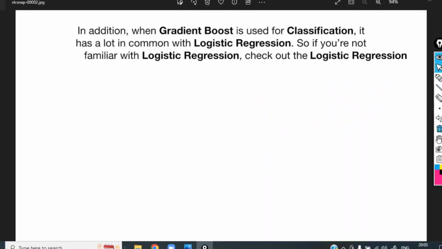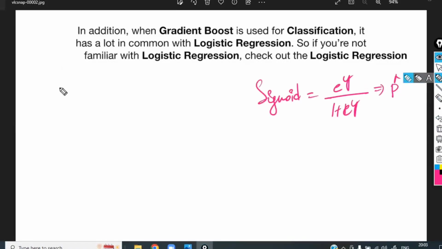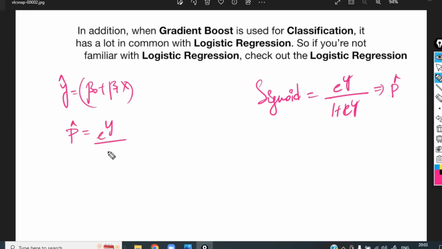Now what is this y value? In logistic regression, the y value is nothing but beta naught plus beta 1x. It is working on linear regression. So by using linear regression, first we calculate the y hat, and this y hat we use to predict the p hat, that is e to the power of y divided by 1 plus e to the power of y. This is logistic regression.